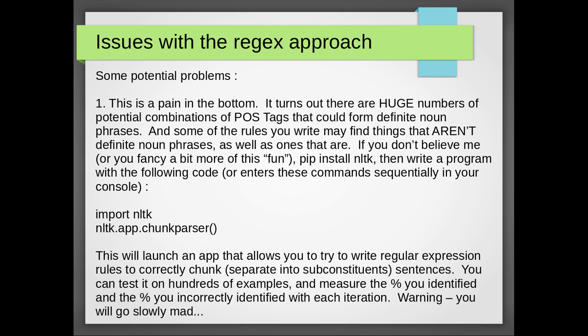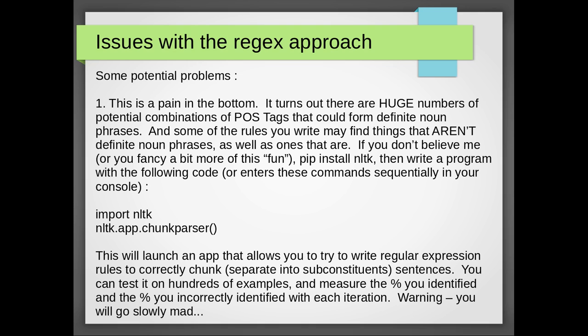And just to add a little bit of salt to the wound, some of the rules that you write may also find things that aren't definite noun phrases, as well as ones that are. So you'll get false positives as well as false negatives. So you've got a real issue there of making sure that you're only picking up definite noun phrases, and that your rules are wide enough that they can pick up all the different combinations, but also not so wide that they also pick up stuff that isn't a definite noun phrase. It's an absolute nightmare.